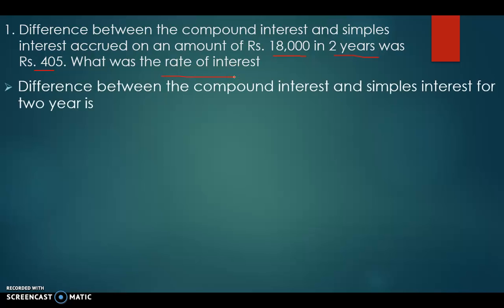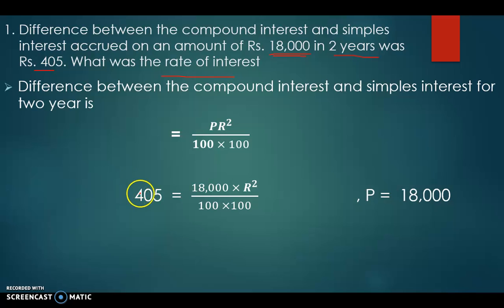So we will find the rate of interest R. Here, for the difference between compound and simple interest for only 2 years, we have a shortcut formula: P R square upon 100 multiply 100. Here P is the principal amount and R is the rate of interest. In the question, the principal P is 18,000 rupees and the difference between compound and simple interest is 405. So 405 is equal to 18,000 multiply R square upon 100 multiply 100.